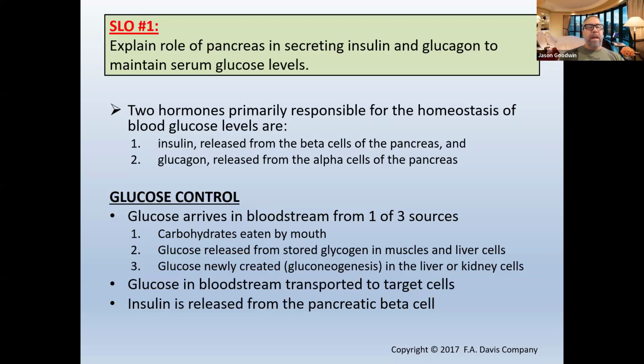Insulin is released from the beta cells in the pancreas, and glucagon is released from the alpha cells in the pancreas. Okay, it's important you know that there's two sources.